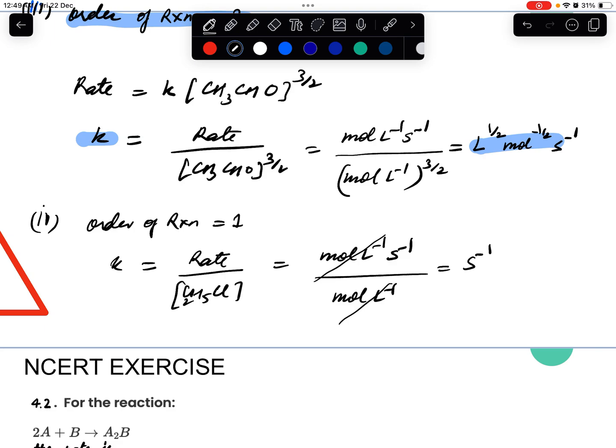And this is what we get: the dimensions of the rate constant for a first order reaction. So the fourth example is a first order reaction. Now come to the second problem.